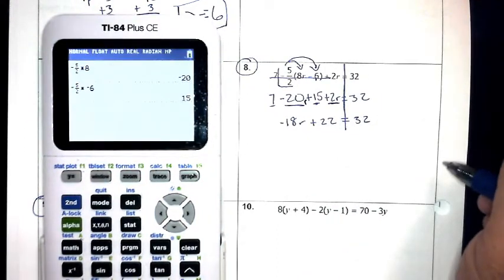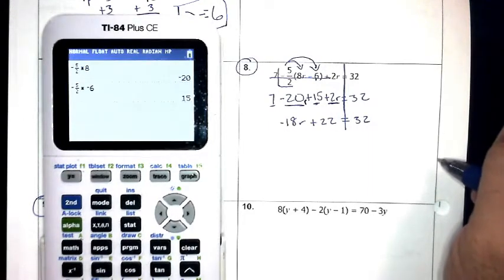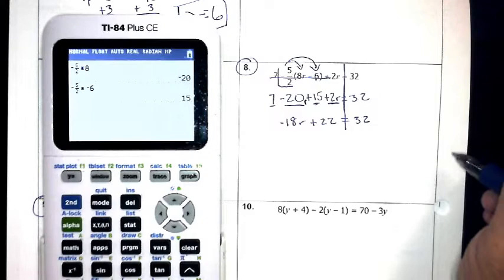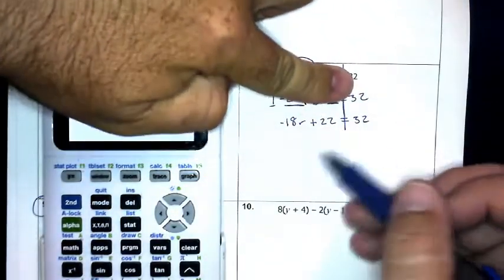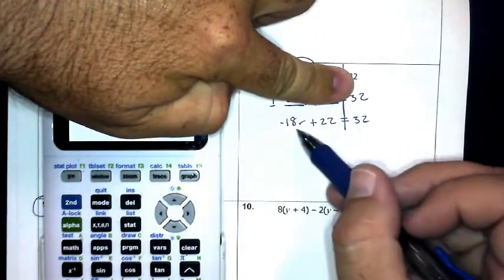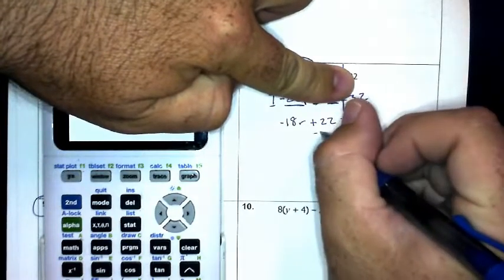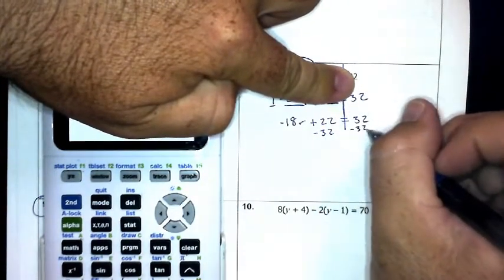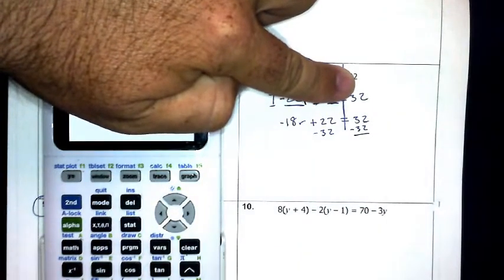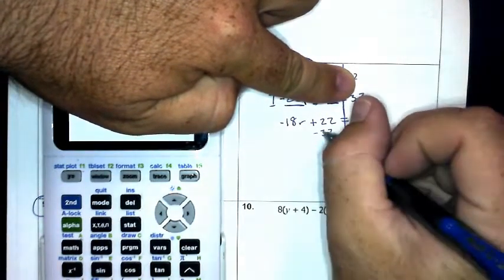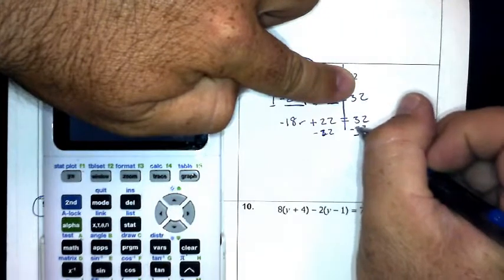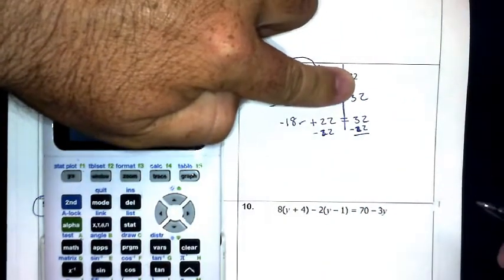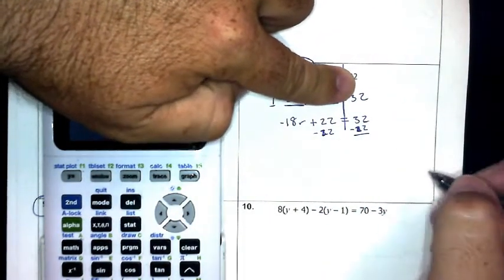Then from here, I have a two-step equation. If I just forget about everything else, I have a two-step equation. We minus 22. Sorry, minus 22. Y'all just got to tell me when I'm wrong, all right? So I have negative 18R equals 10.